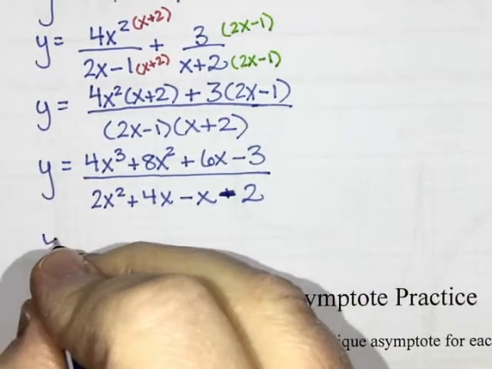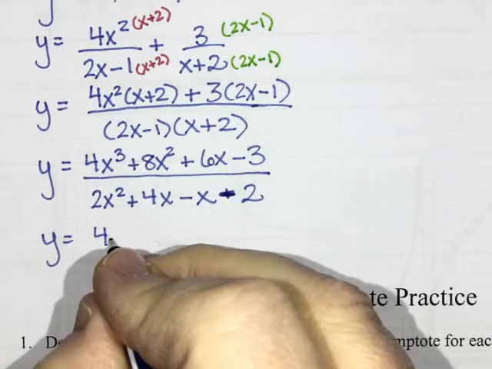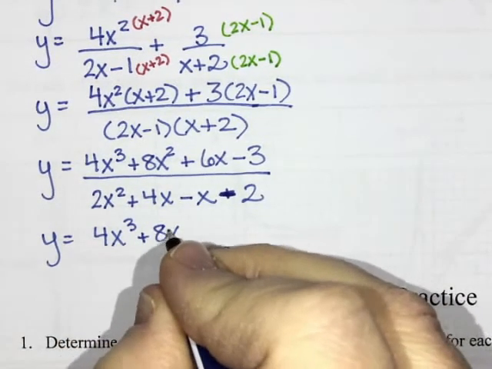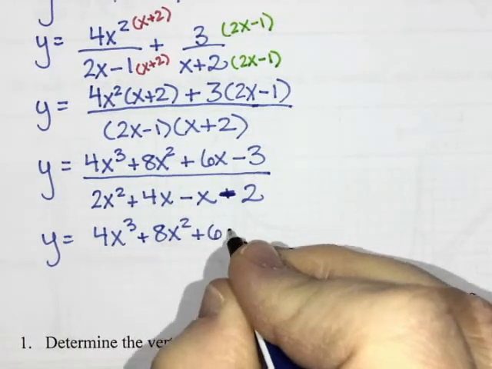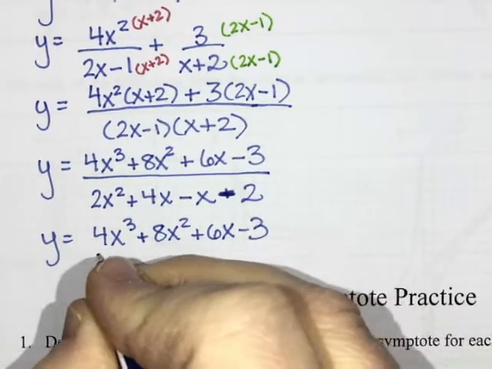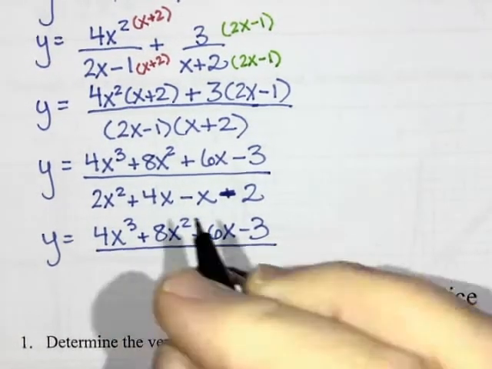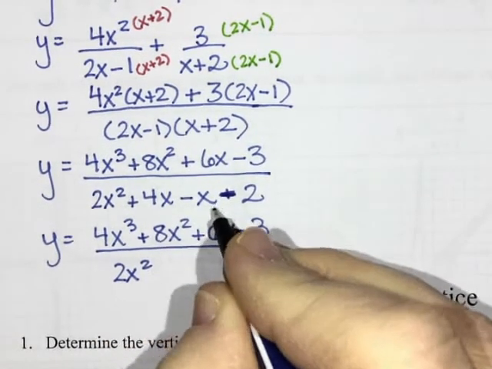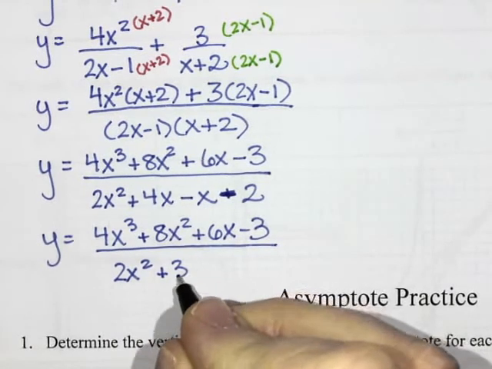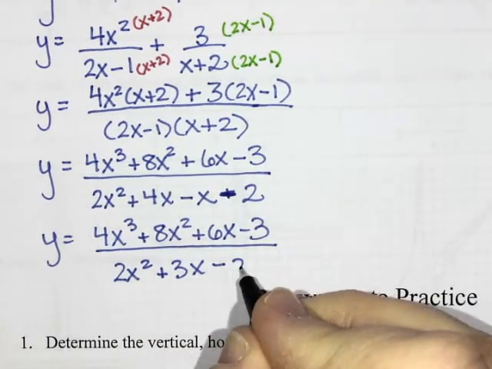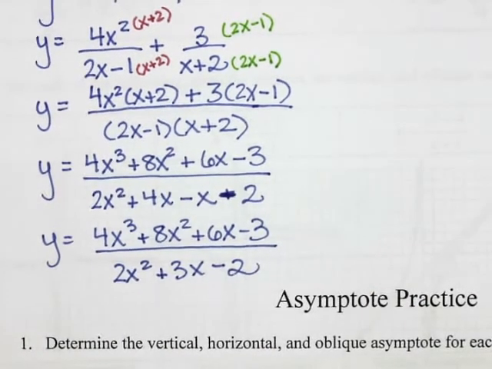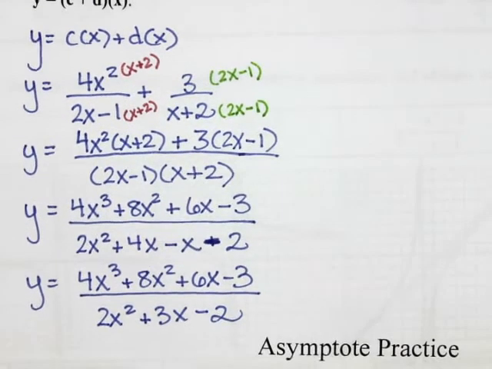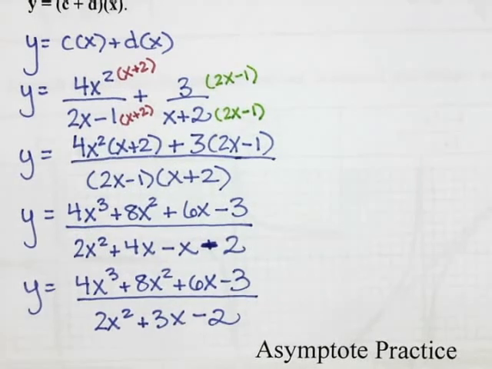Okay, collect your like terms. So I have 4x cubed plus 8x squared plus 6x minus 3 over 2x squared. Now 4x take away 1x is 3x. Take away 2. And I think that's it for simplifying the expression. And then from here, I just need to do my asymptotes.